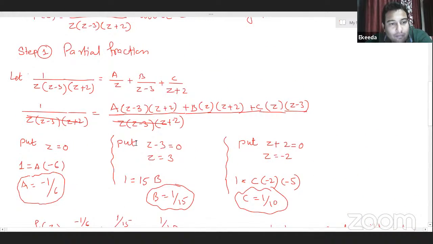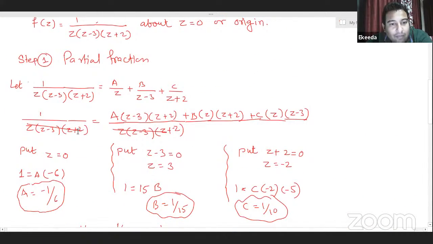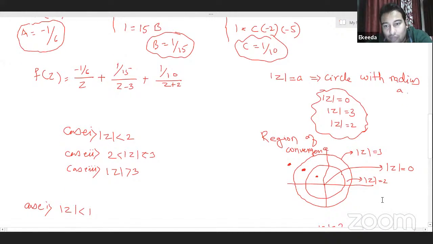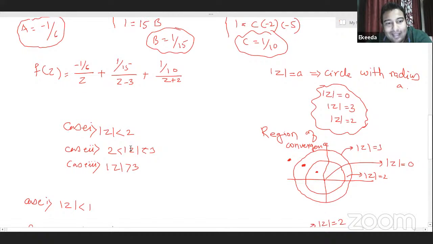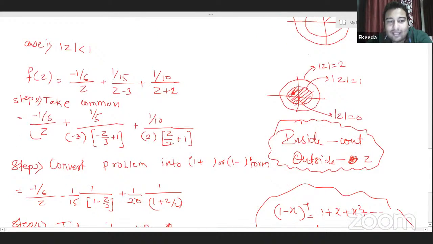The first is the problem. This is the given problem. We will separate it using partial fractions, and based on these poles, we'll draw the regions, that is ROC, and from the ROC we'll write down the cases. Case number 1, this is the case. Now we'll discuss case number 2.